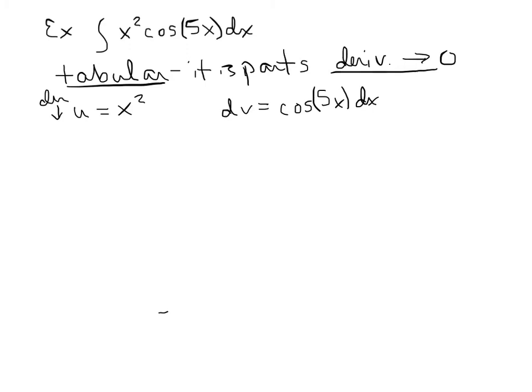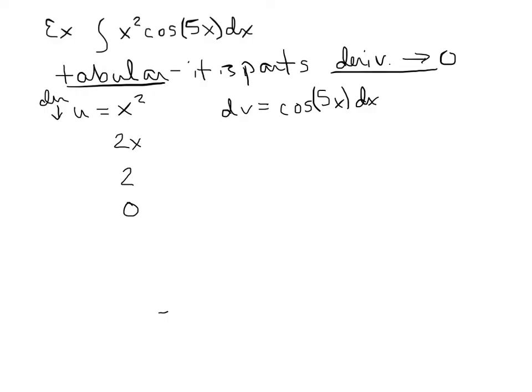Now, same as before, for u we would find du, so we would take a derivative. Now, we're going to take a derivative all the way down until we hit 0. So the derivative of x squared is 2x. I'm going to take another derivative. The derivative of 2x is 2. I'm going to take another derivative. The derivative of 2 is 0. So you can see how I took a derivative until I hit 0, and that's when you know that you can use this different way.